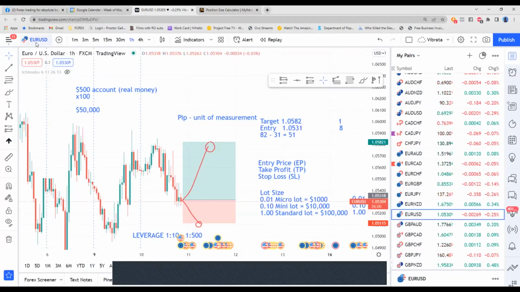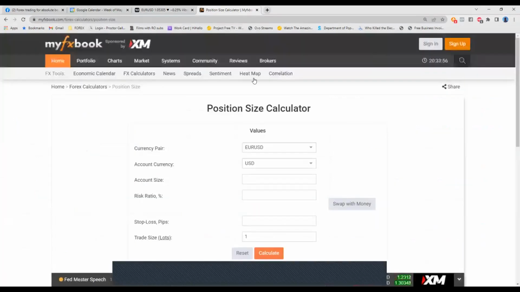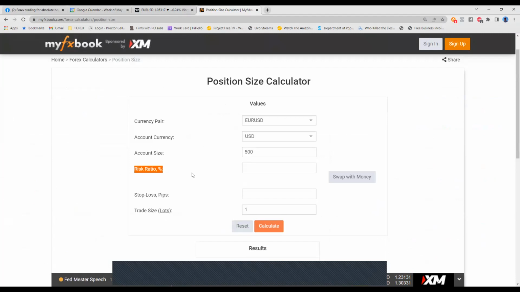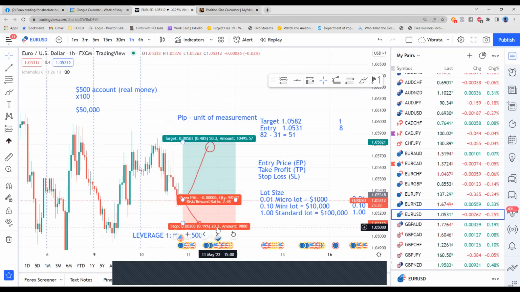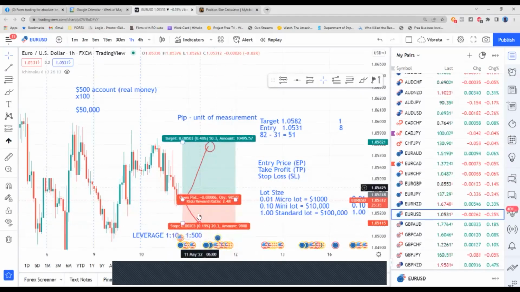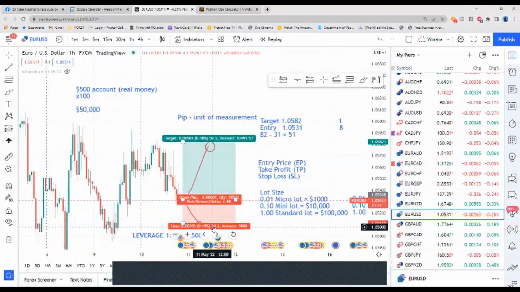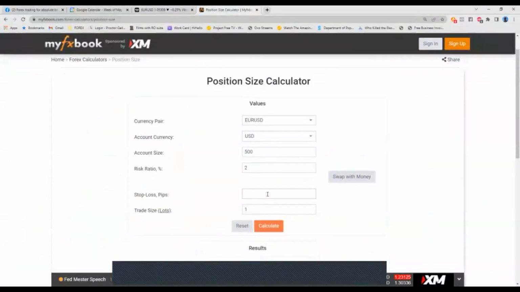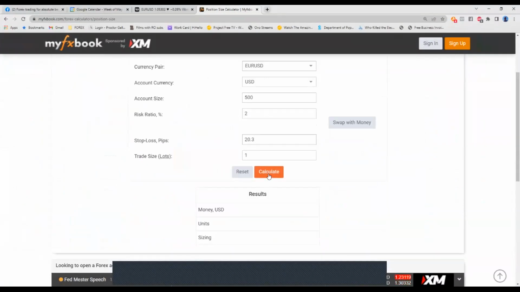The currency pair we're trading is Euro USD, so over here, I'm going to choose Euro USD. For the purpose of this example, I have a US dollar account of $500. Now I only want to risk 2% of my account. My stop loss in pips is right here, 20.3. As I said, the tool makes things easier for you. So 20.3 pips. And now I can calculate.